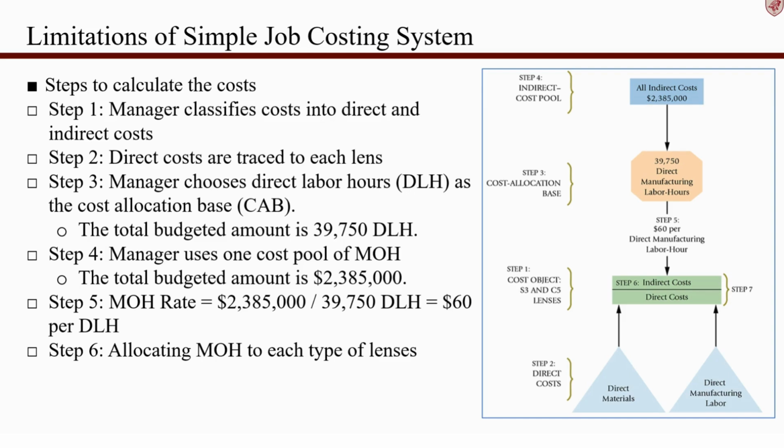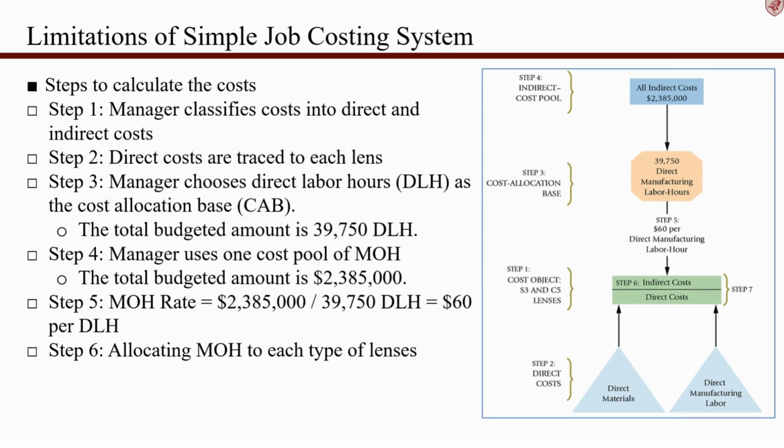So what they do is they calculate the cost by these six steps. Step one is to classify costs into direct and indirect costs. The reason they classify in this way is because they want to trace the costs that are traceable first, and then figure out how to manage the indirect costs. So in step two, they will trace those direct costs. Step three is where they allocate the indirect costs to different products.